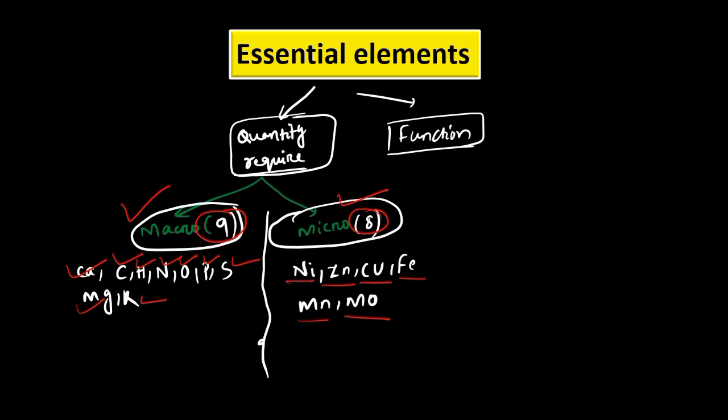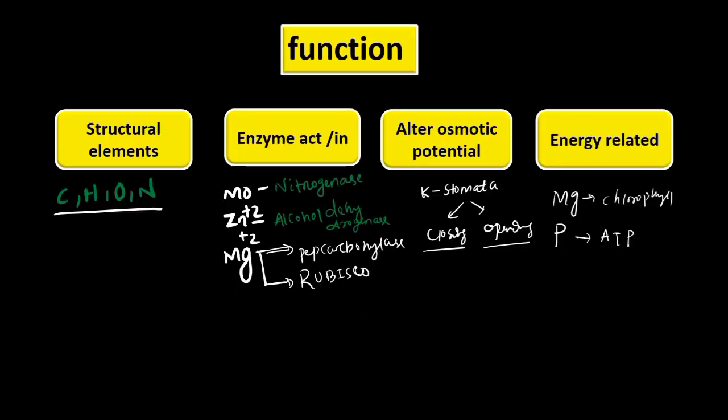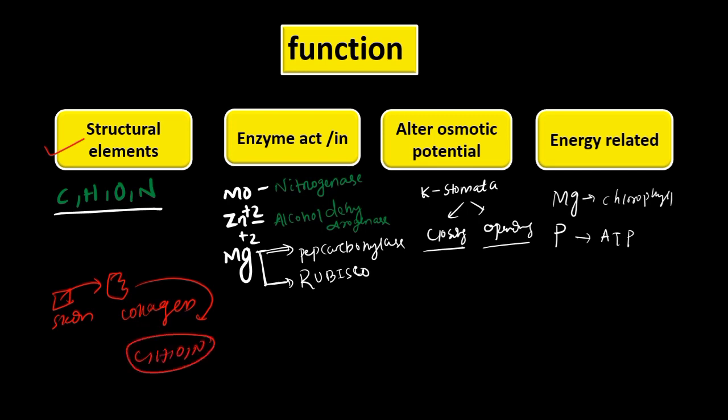Now I am discussing the essential elements according to function. According to function, they are divided into different types. First is the structural element. Let's consider skin in animals. Skin consists of a protein called collagen, which consists of carbon, hydrogen, oxygen, nitrogen elements. So this is the structural element, meaning it constitutes the basic backbone of all these things.